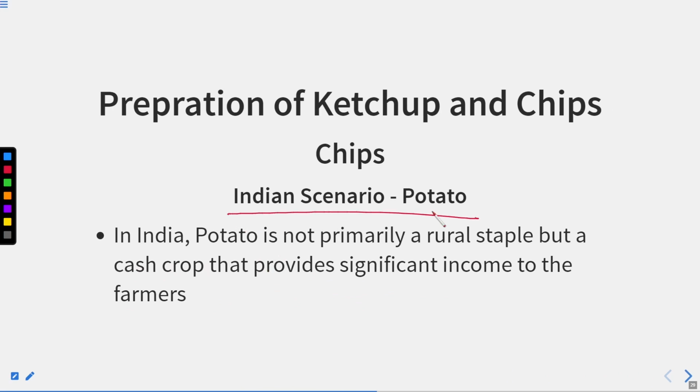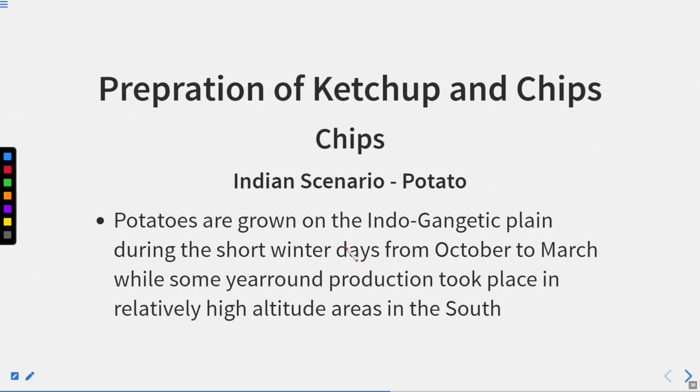Indian scenario of potato. In India, potato is not primarily a rural staple but a cash crop that provides significant income to the farmers. So that is why the farmers take a good interest in producing potato. Potatoes are grown on the Indo-Gangetic plain during the short winter days from October to March, while some year-round production takes place in relatively high altitude areas in the south even. So the areas at a high altitude in the southern part of the country also take interest in growing potato.